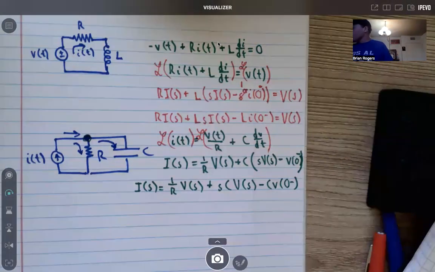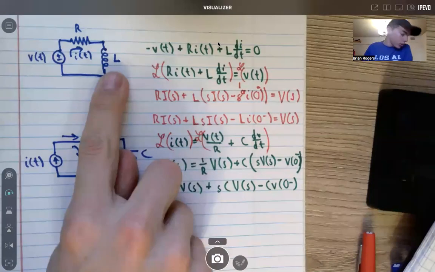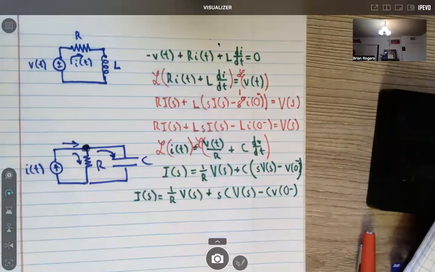And then what we will notice is basically when we were dealing with an inductor here, right? So this is our inductor. Let me get my highlighter real quick.